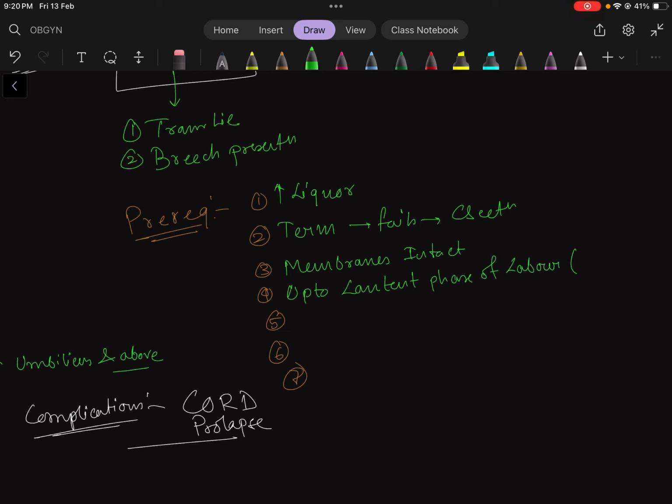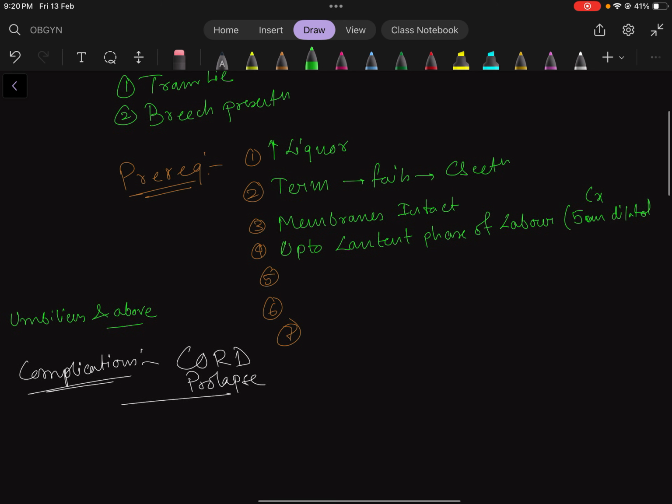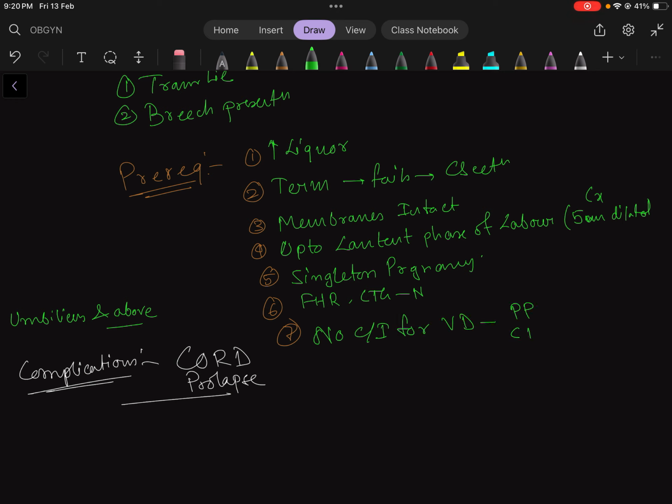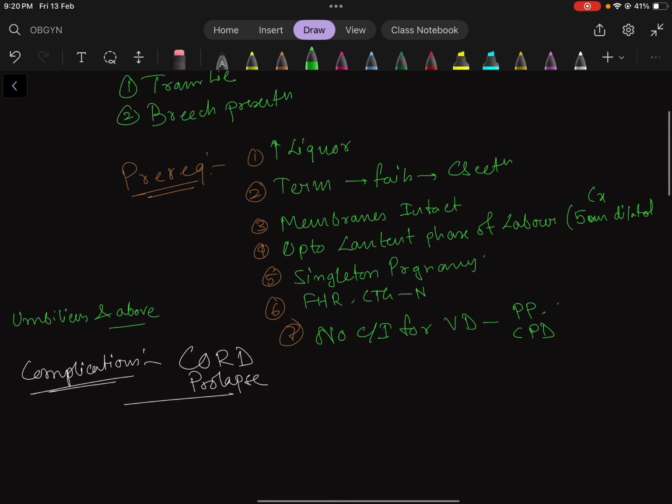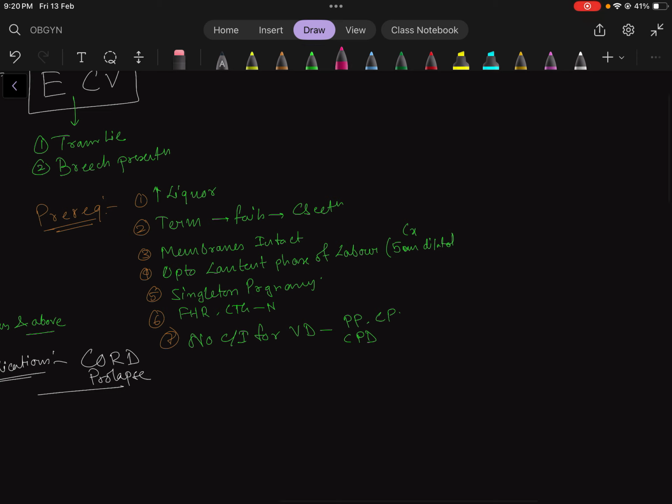That is, according to the new WHO criterion, till the cervix is 5 centimeter dilated. Then it should be a singleton pregnancy, fetal heart rate or cardiotocogram is normal, and no contraindication for vaginal delivery like placenta previa or contracted pelvis, cephalopelvic disproportion, etc. The contraindications are just the opposite of each and every one of them. It doesn't require any further discussion.